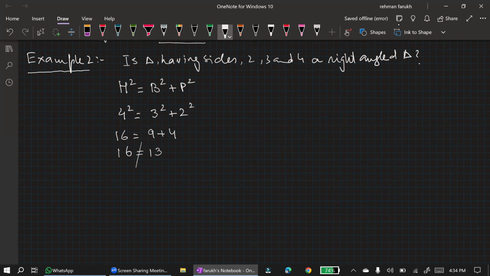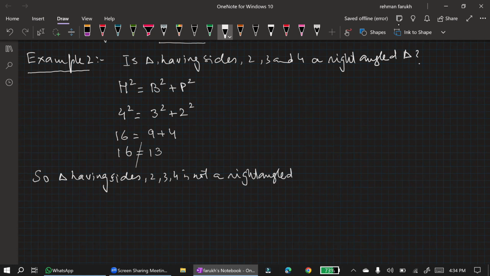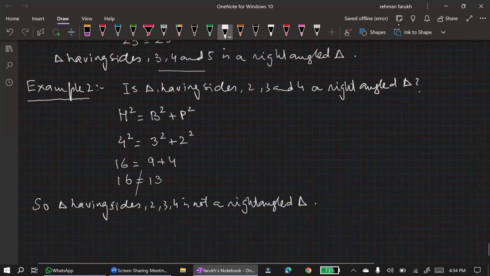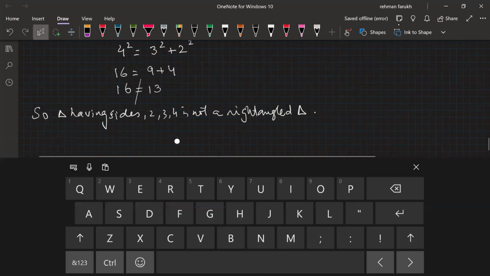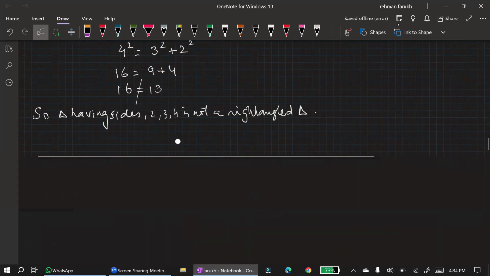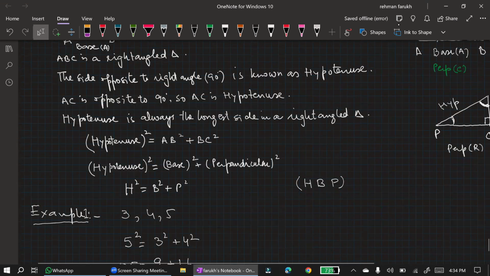So the triangle having sides 2, 3, 4 is not a right angle triangle. Okay, I will again repeat. Which one is base? Which one is perpendicular? How can we decide this?